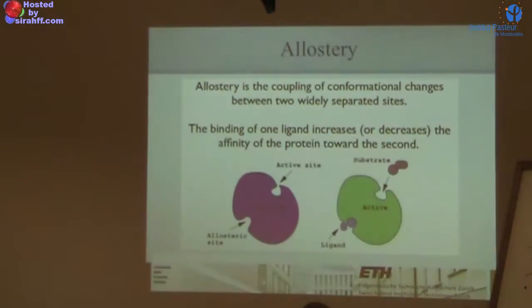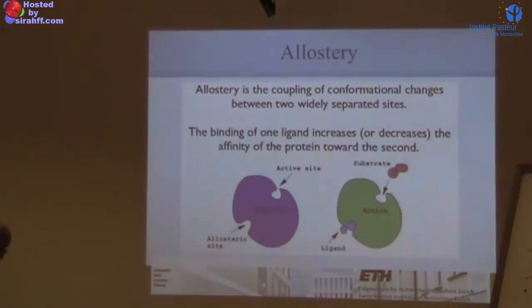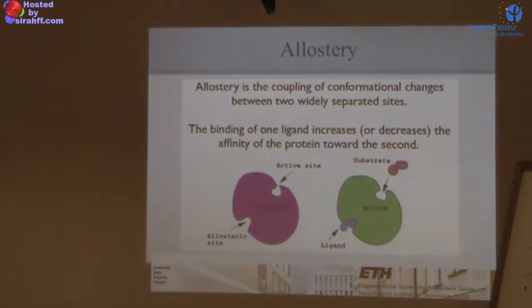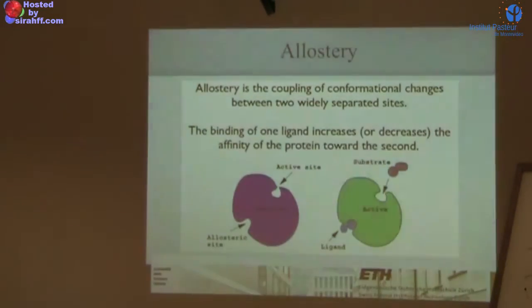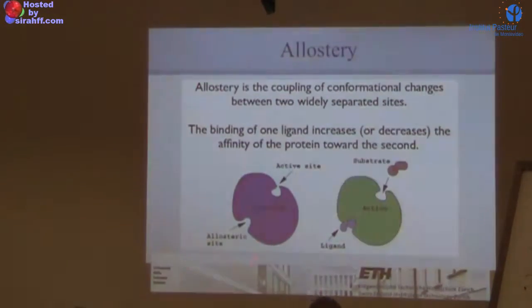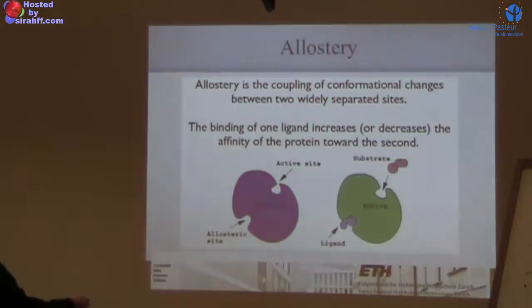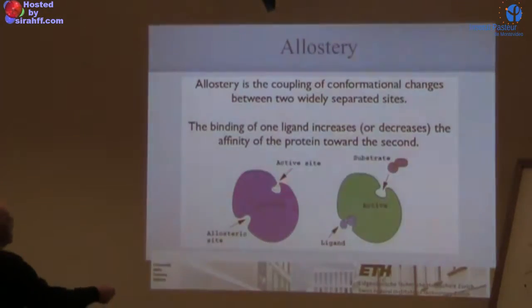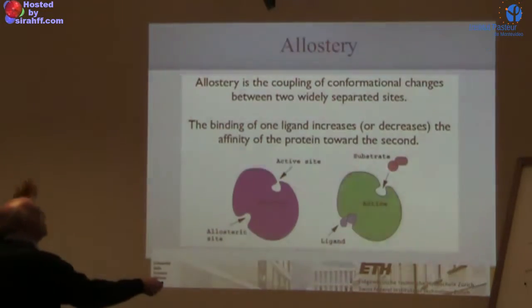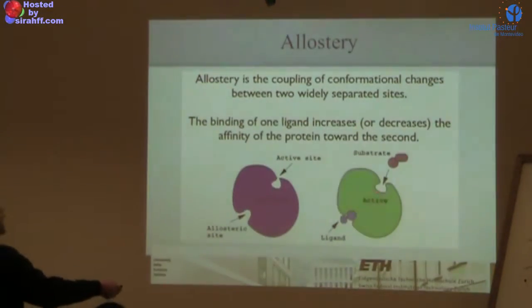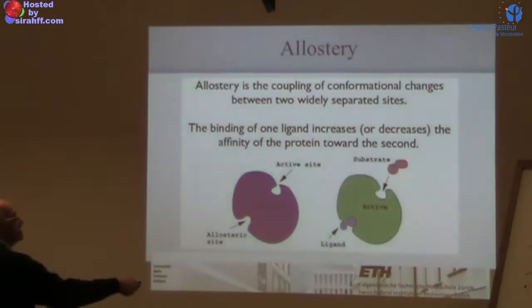so the problem that we want to discuss today is allostery. For those of you who don't know what allostery is, it is written here: a coupling of conformational changes between two separated sites. So we have a protein, we have an active site, and we have an allosteric site. If I insert some ligand into the allosteric site, what happens is that the affinity of the other site for a third substance changes. Typically we consider the case in which the affinity is increased.